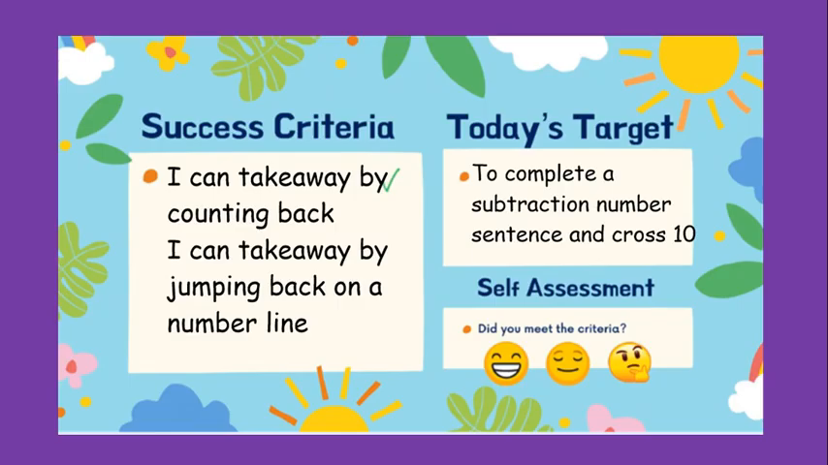Now, we are at the end of today's lesson, and I think we've done really, really well today because we've done lots of subtracting today. We've done lots of takeaway number sentences, and we've been crossing 10 as we've done it. So we have been able to take away by counting back, and we counted back using tens frames, we counted back using number lines and number tracks, and we even counted back when we were doing our general number sentences. So a big well done today, year ones.